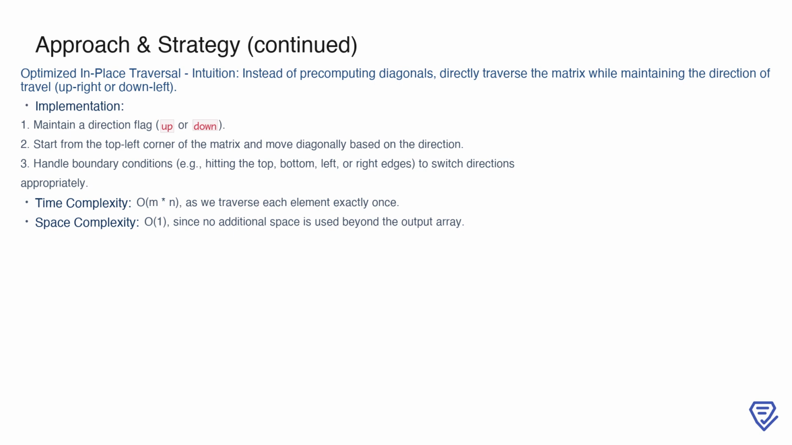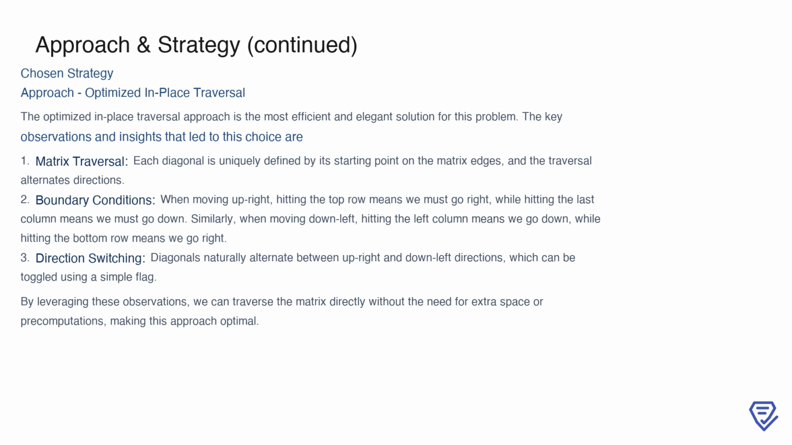This approach allows us to traverse each element exactly once, making the time complexity O(m*n), and it requires no extra space beyond the output array, resulting in a space complexity of O(1). The chosen strategy for this problem is the optimized in-place traversal approach, as it is both efficient and elegant.